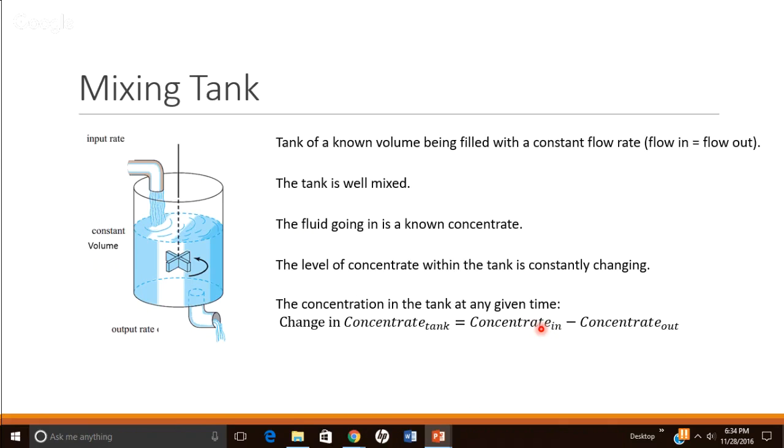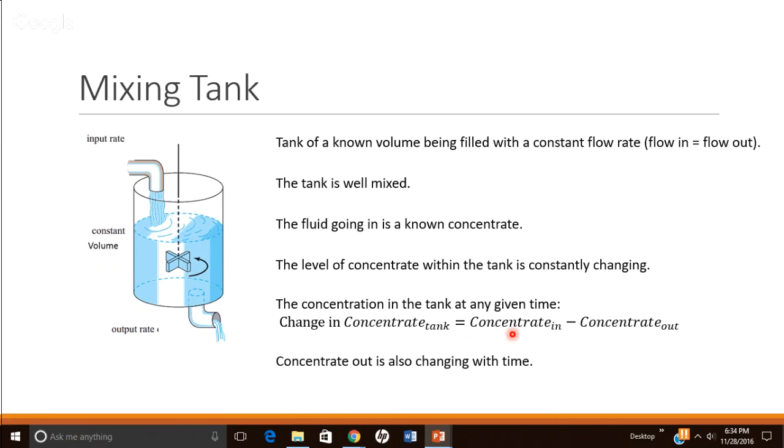Okay, so just looking at this mathematically, that's pretty much what we're working with here. We're working with the tank, given all the knowns that we've defined: the known volume, the known concentration, the known flow rate. We can define this as the change in concentration is equal to the concentration in minus the concentration that's actually going out of the tank. Okay, so where do we go from here?